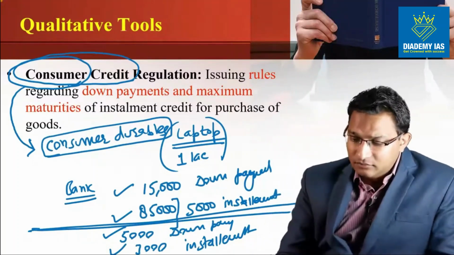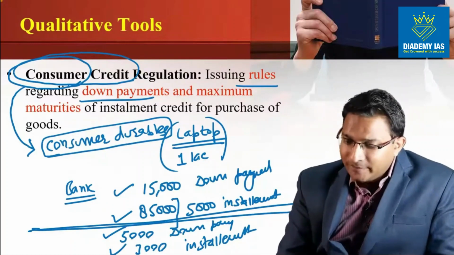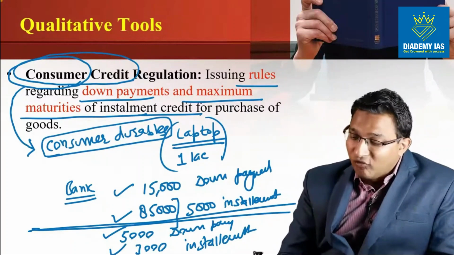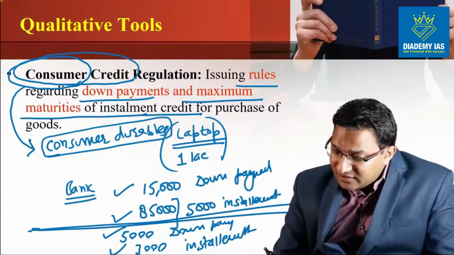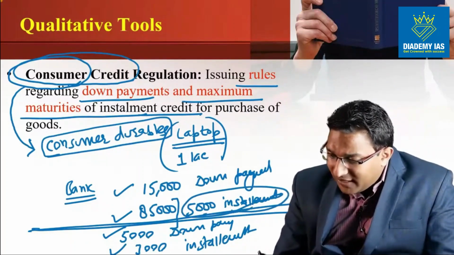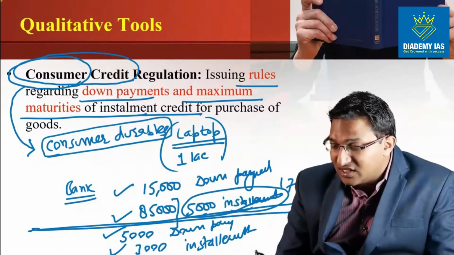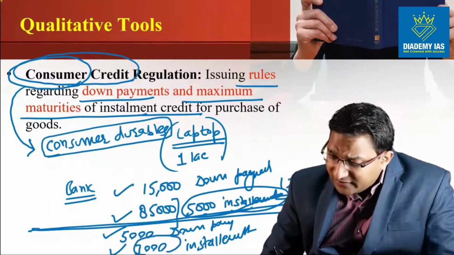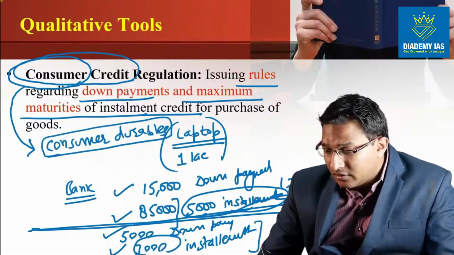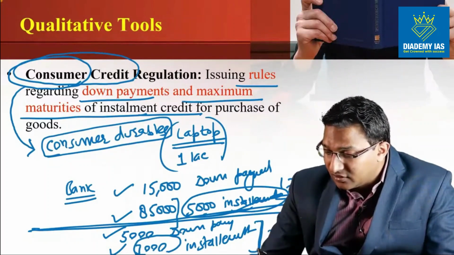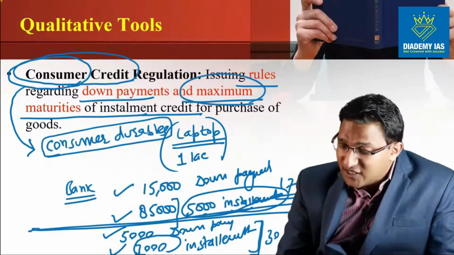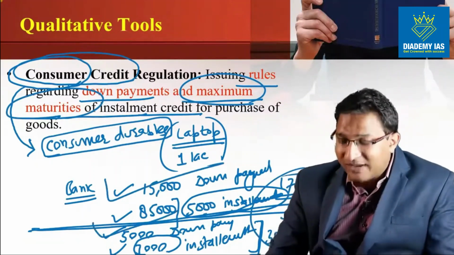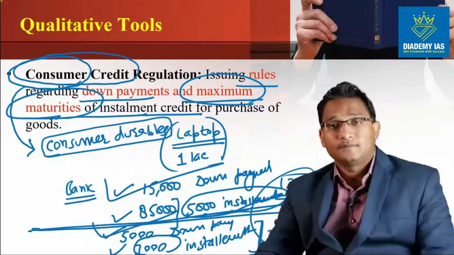consumer credit regulation works. RBI issues the rules regarding the down payment and the maximum maturity of installment credit for the purchase of goods, right? When the installment is 5,000, the maturity is 17 months, so within 17 months the amount has to be returned. When the installment is 3,000, the maturity is more than 30 months. So the maximum maturity has been changed from 17 months to 30 months. Both the down payment and the maximum maturity are changed.